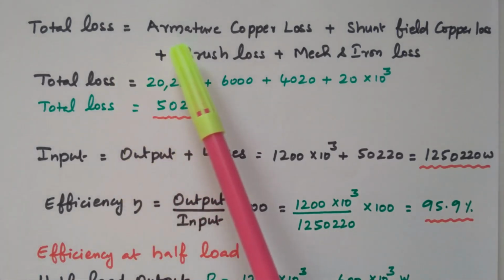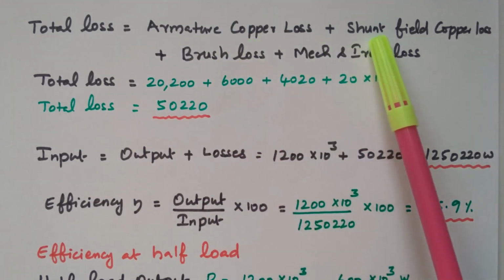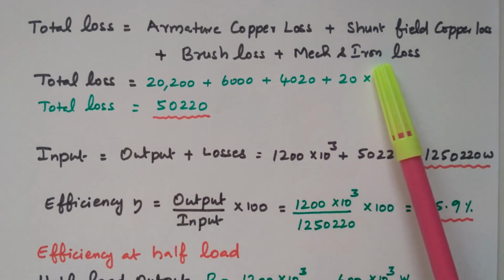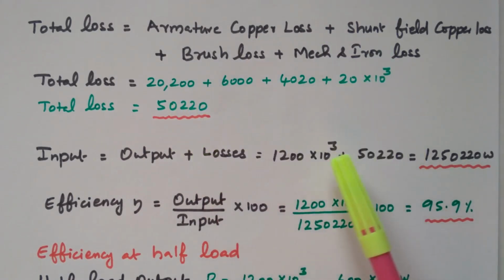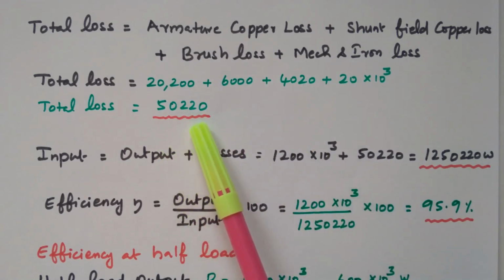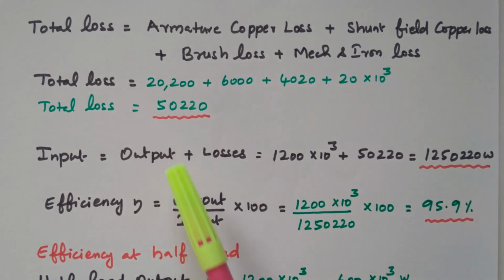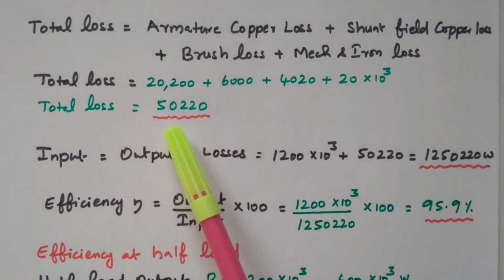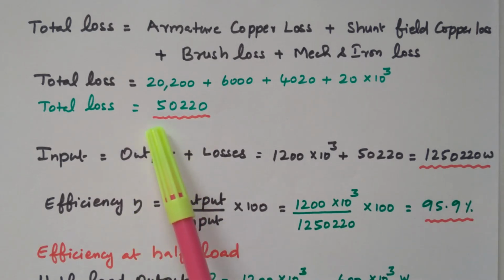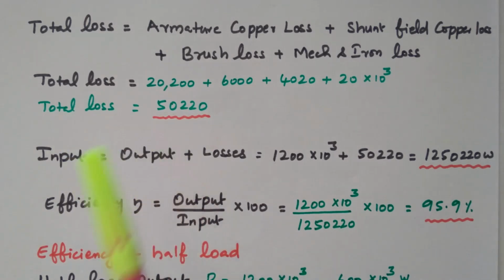So total loss equal to armature copper loss plus shunt field copper loss, plus brush loss, plus mechanical and iron loss. We need to add all the values, which we already calculated. By adding all these we got 50,220 watts. The total loss in the generator is 50,220 watts.